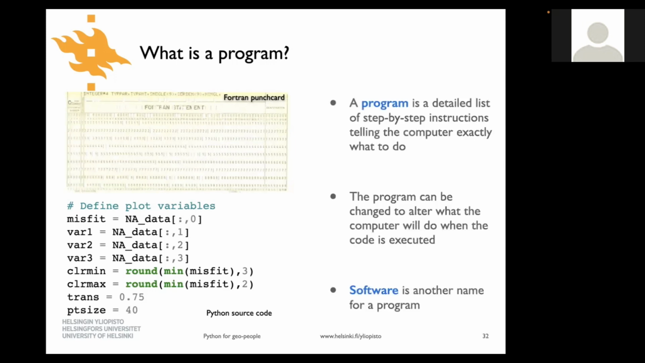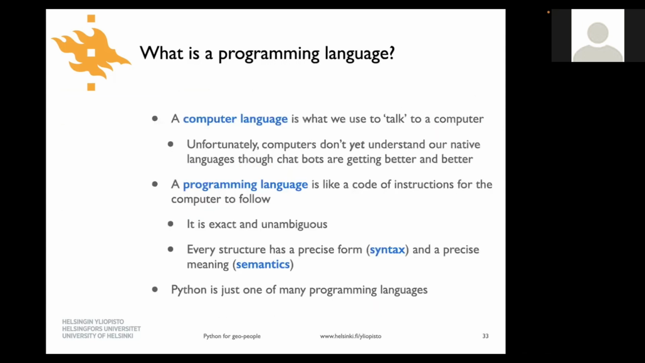Well, what is it? It's a detailed list of step-by-step instructions that tells the computer exactly what to do. Because again, computers aren't big fans of ambiguity, of uncertainty, of a lack of clear instructions. So the program should be step by step, and it should be exact in what the computer is being asked to do. The program itself can be modified, of course, to alter what the computer will do when the code is executed. And the word software is just another name for a program. So it's a step-by-step list of instructions. That's the main thing.